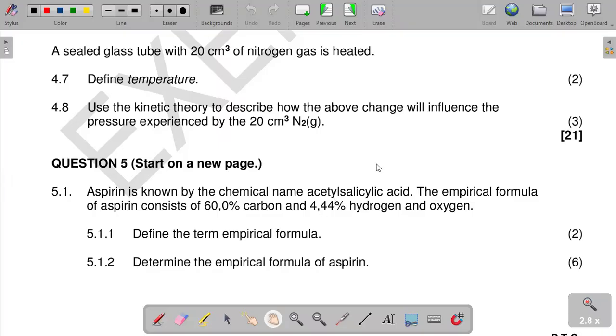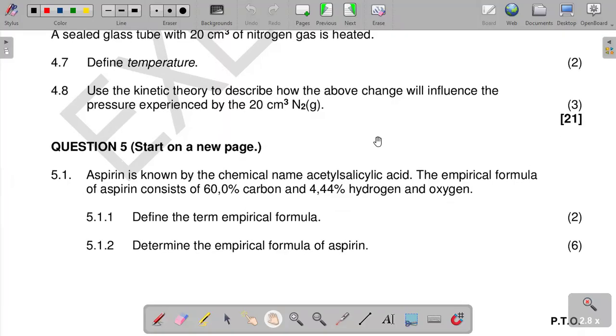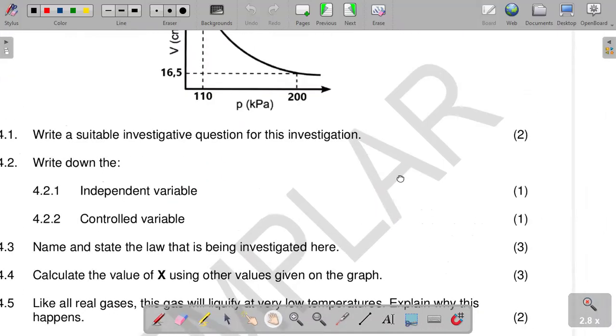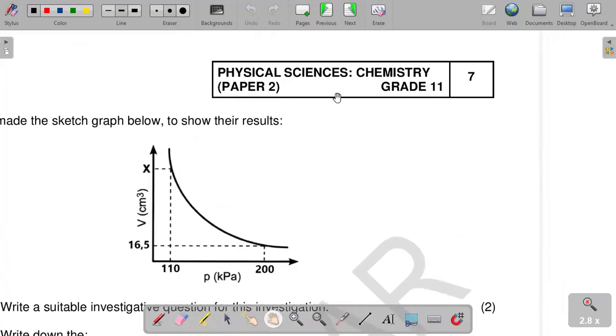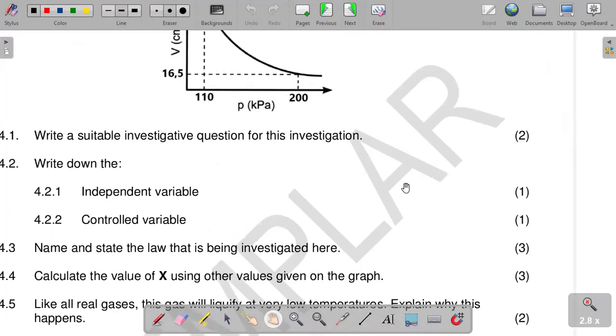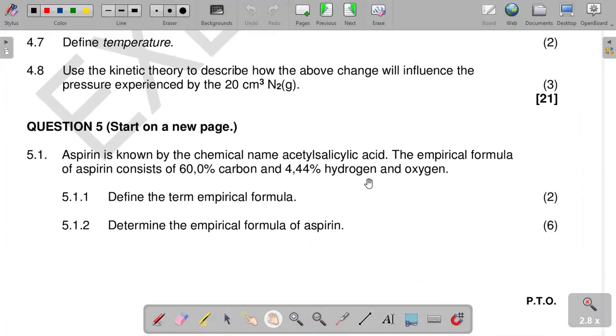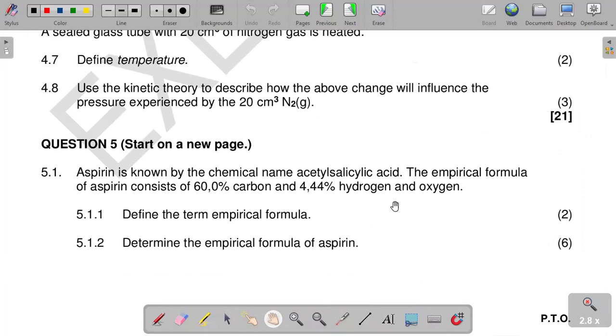So we're gonna do lesson 10. I have a question here, question 5. This question comes from 2023 GP Gauteng province. Okay. So we're gonna do it together.